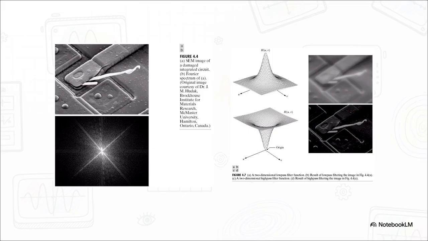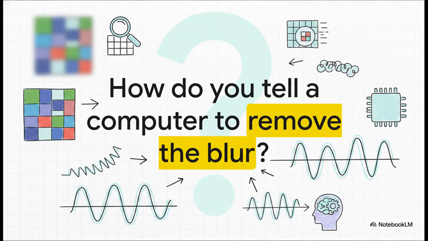On the left, you've got this super detailed image of a circuit. And on the right, a blurry, kind of washed out version of the same thing. Now here's the crazy part. They both contain the exact same fundamental information. All those sharp details are still in the blurry image. They're just hiding. So, the million-dollar question is, how do you actually program a computer to fix this?